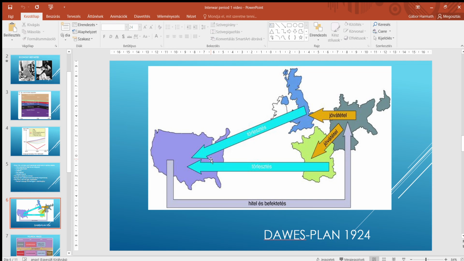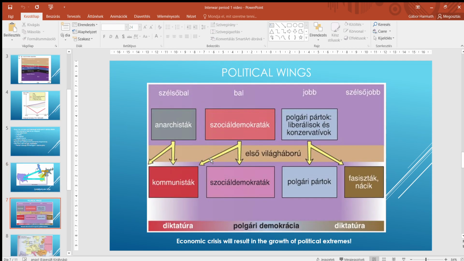So the only solution is to restart the German economy, and then everyone will restart their economies. This worked. They made it and they did it. Fantastic. This was economic problems. Let's talk about political problems as well.